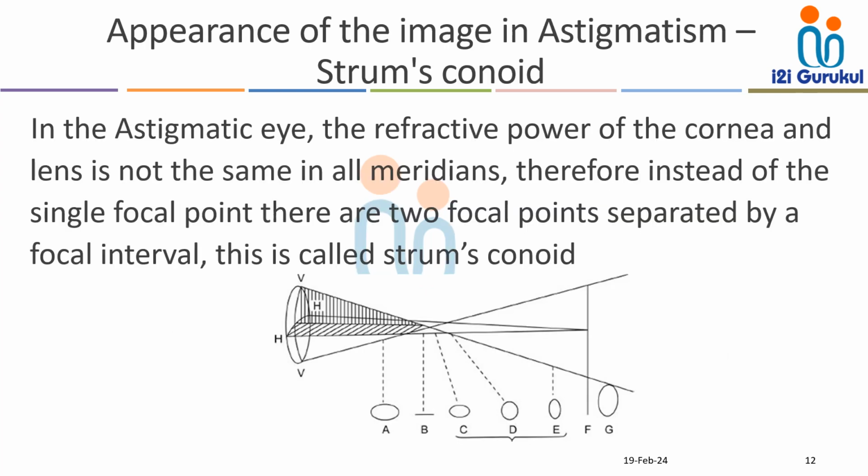Now we'll see how the image appears in the astigmatic condition. The appearance of the image in an astigmatic eye with various focal intervals is called Sturm's conoid. In the astigmatic eye, the refractive power of the cornea and the lens is not the same in all meridians. Therefore, instead of a single focal point, there are two focal points separated by the focal interval. This is called Sturm's conoid.